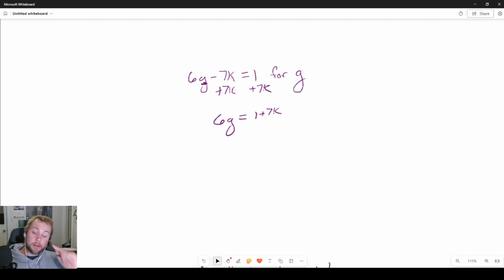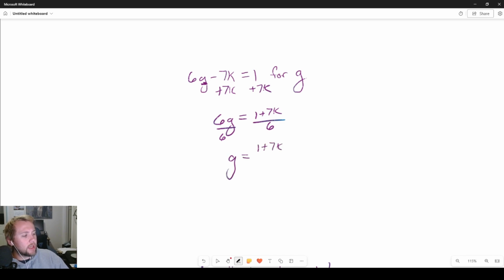And then the last step, well, I still have this 6 in front of my g. I don't like that 6 in front of my g, so we got to get rid of it. To get rid of that 6 right in front of our g, we have to do the opposite operation. Right now it's multiplying, so I'm going to have to divide. So I divide this side by 6 and divide everything over here by 6. So g is equal to (1 plus 7k) divided by 6. This whole thing is your answer.